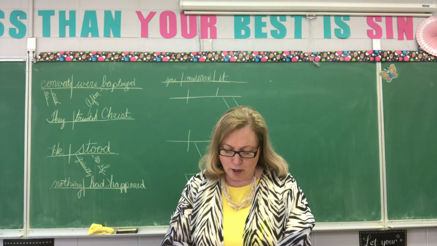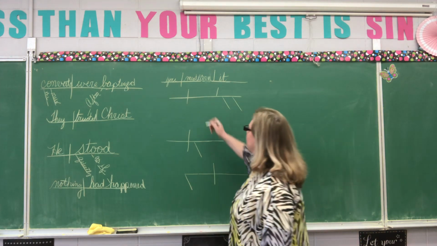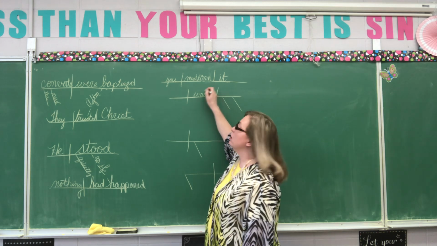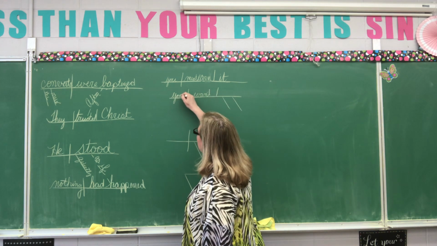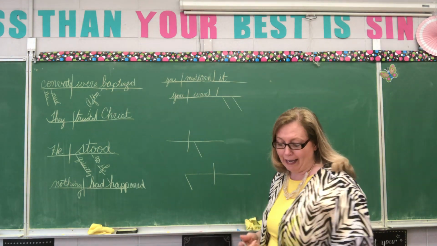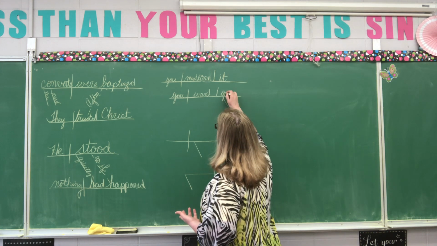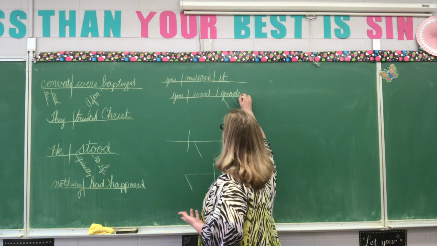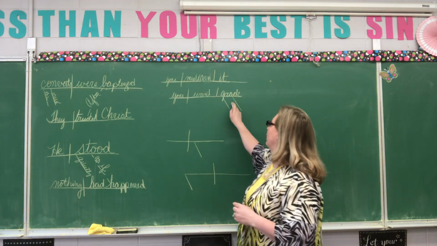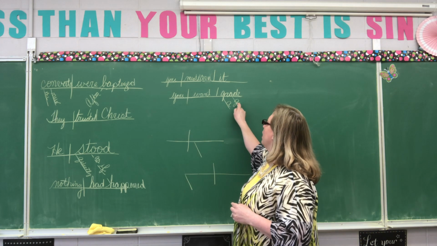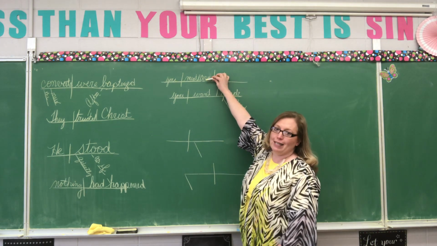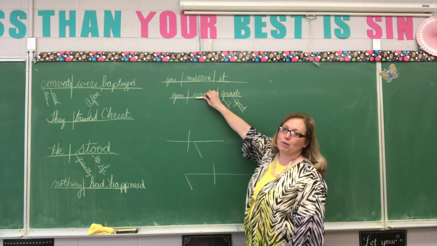If you want a good grade, what's the verb? Want. Who or what want? You. You want what? You want grade. Grade is our direct object. What kind of grade do you want? You want a grade. And you want a good grade. Okay? So now we've diagrammed our independent clause and we've diagrammed our dependent clause.